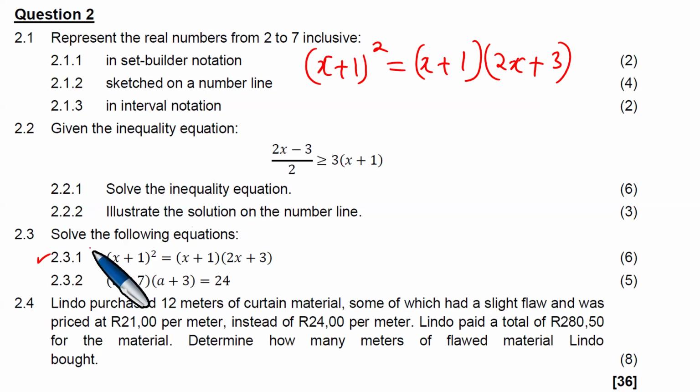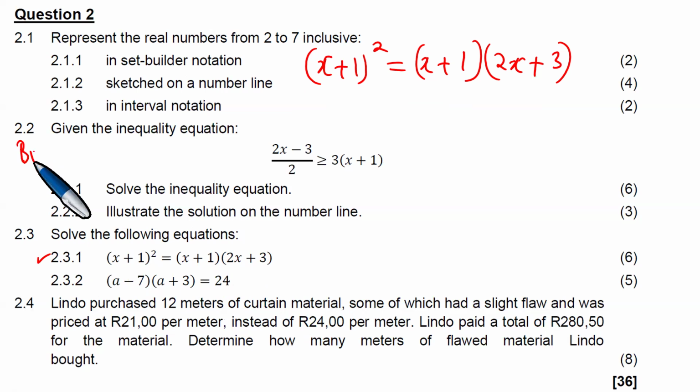Right, we continue. Now, this one is saying we need to solve these equations. So if you have 2.3.1, let's solve this equation here. To solve this equation, we square. These expressions to be squared are called binomials.